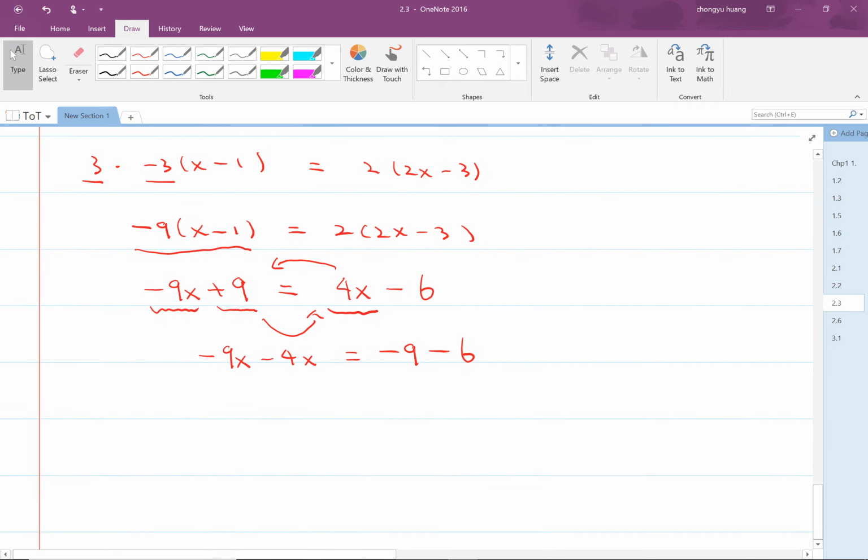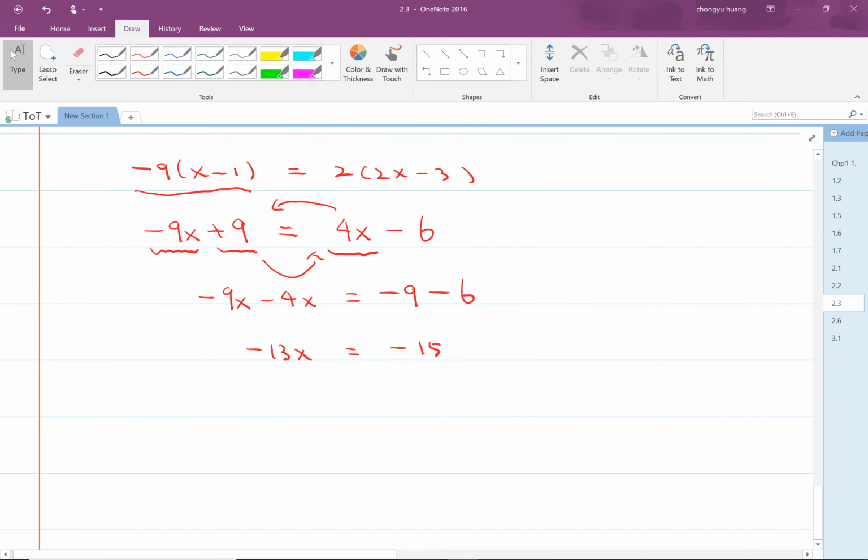Now we have to simplify a little bit more. We have negative 9x minus 4x, so it becomes negative 13x. On the other side we have negative 9 minus 6, so it is negative 15, right?